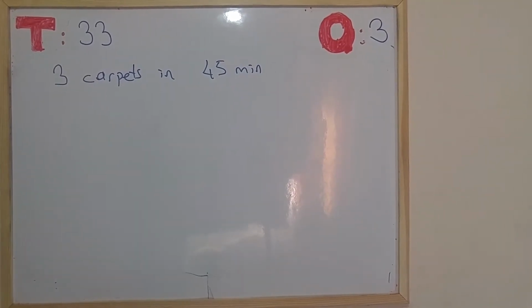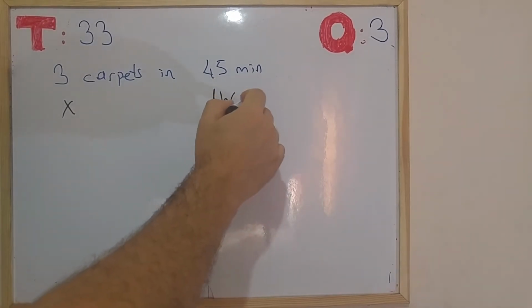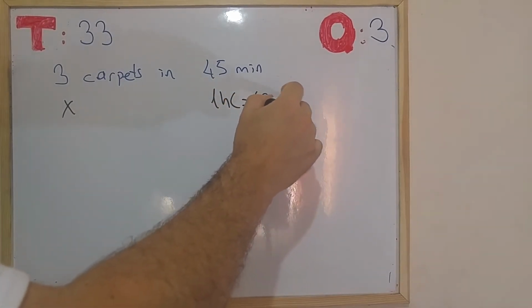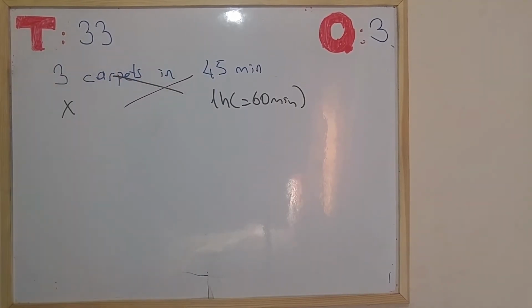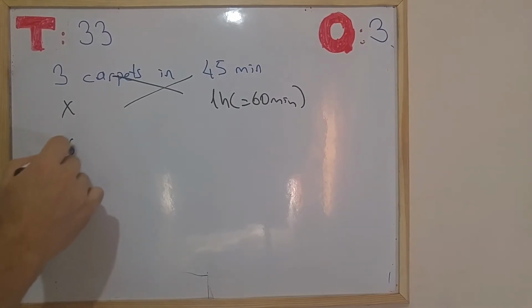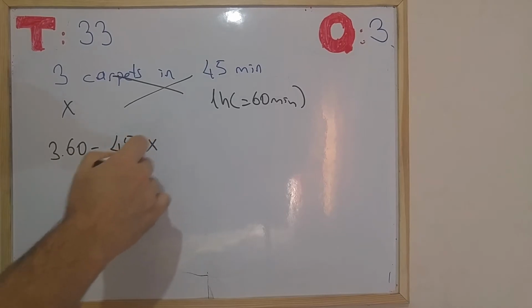A machine washes 3 carpets in 45 minutes. What I'm supposed to find out is how many carpets would be washed in 1 hour, which is equal to, let me say, 60 minutes. So I have to have direct proportion here. So I multiply these two. 3 times 60 minutes must be equal to 45 times X.